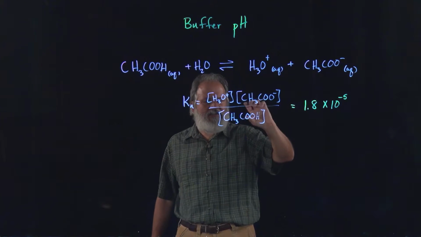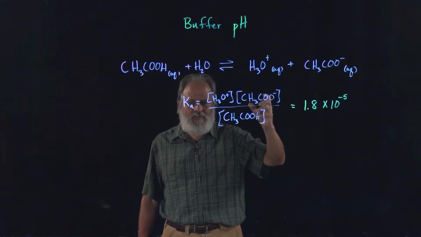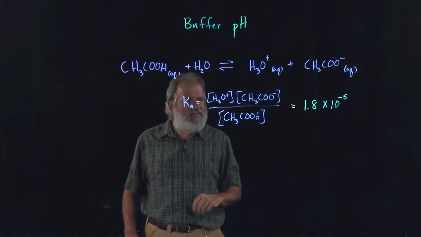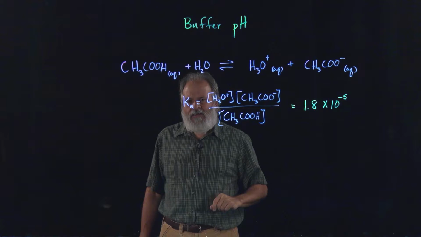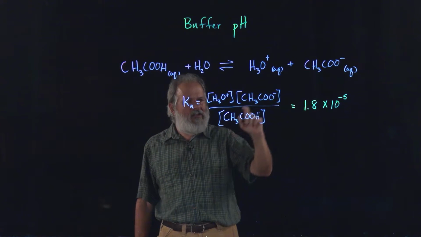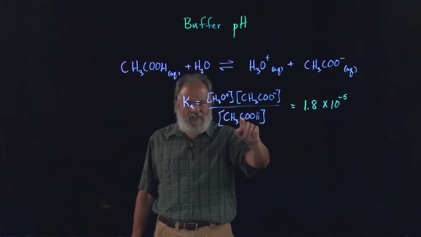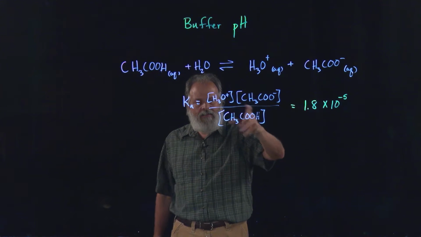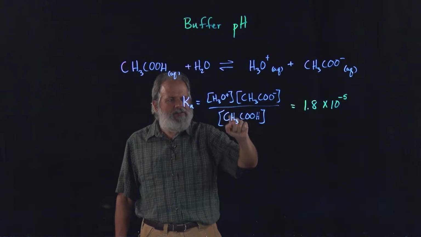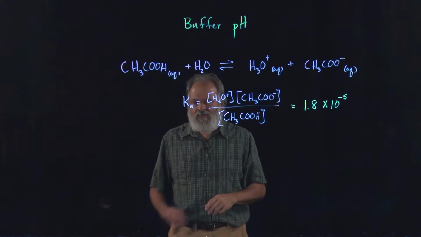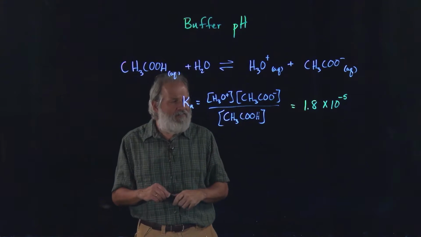So if we change these numbers just a little bit by adding acid or base, so if we add some acid, we get a bit more acetic acid. If we add some base, we get a bit more acetate at the expense of this. But these numbers won't shift that much, and H3O plus will be relatively unaffected.